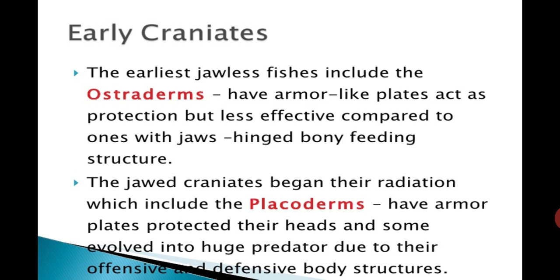The earliest jawless fishes, which include the ostracoderms, have armor-like plates that act as a protection, but are less effective compared to the ones with jaws, hinged bony feeding structures. The jawed craniates began their radiation, which includes the placoderms, which have armor plates that protected their heads, and some evolved into huge predators due to their offensive and defensive body structures.